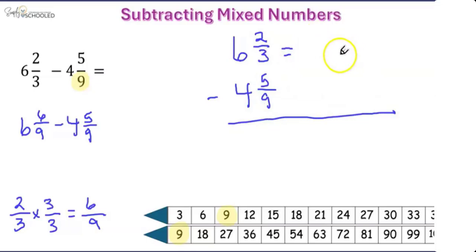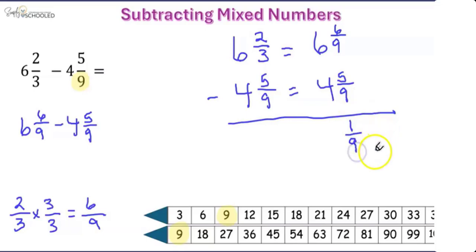And now when I found equivalent fractions, I'm going to rewrite it as 6 6/9. And this is 4 5/9. Now my fractions are together and my whole numbers are together. 6/9 minus 5/9 equals 1/9. I subtract the numerator, keep the denominator the same. 6 minus 4 is 2, and that is in simplest form. So a shortcut would be when you see a problem like this, go ahead and write it up and down. I think it's easier to solve that way.